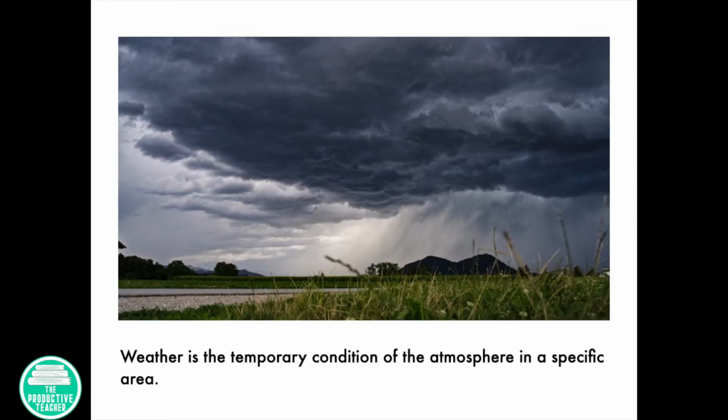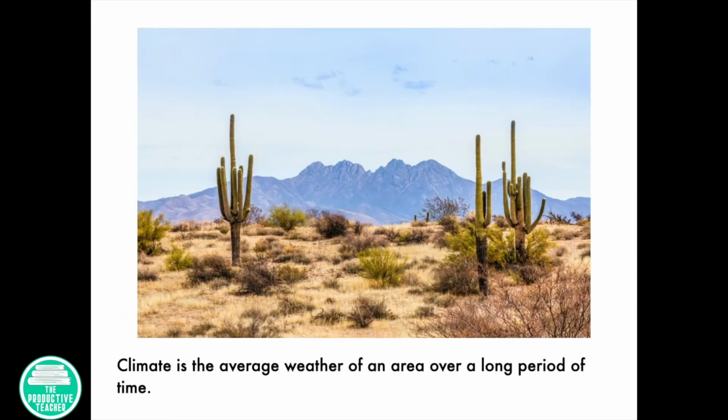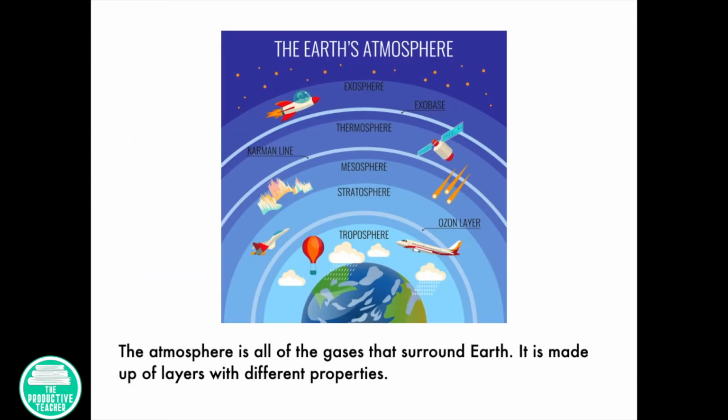Weather by Kate O'Donnell. Weather is a temporary condition of the atmosphere in a specific area. Climate is the average weather of an area over a long period of time. The atmosphere is all of the gases that surround Earth. It is made up of layers with different properties.